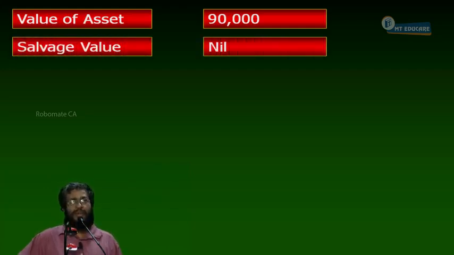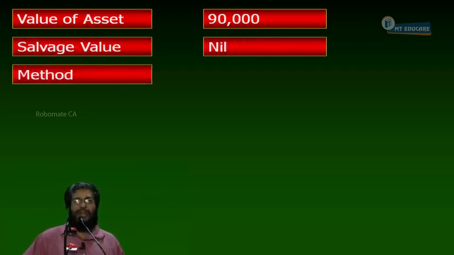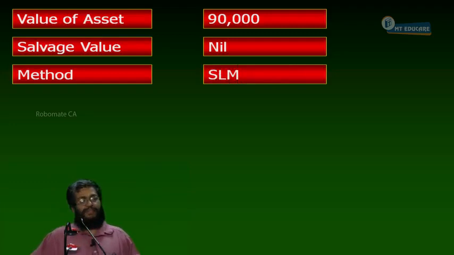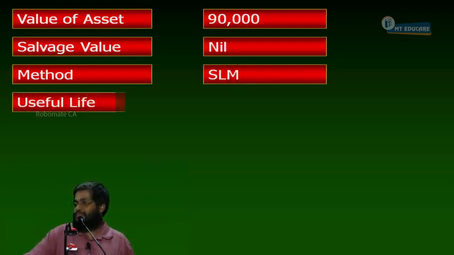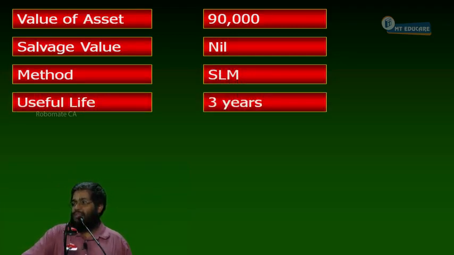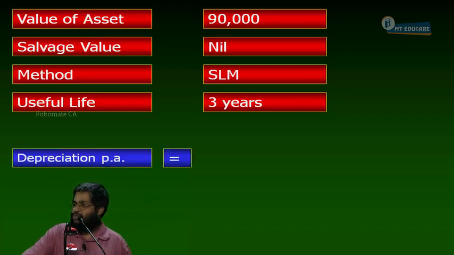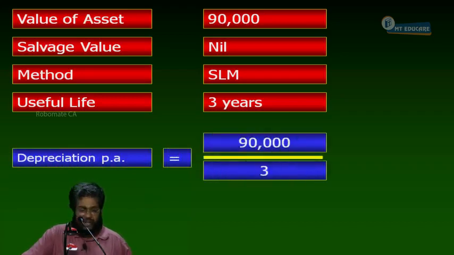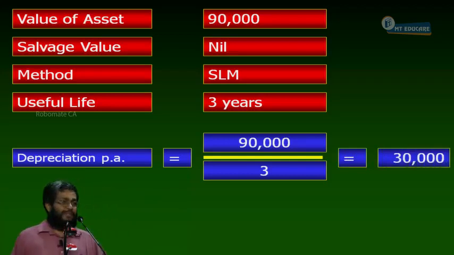Value of asset. What is the asset value? 90,000. Can you look at the question and tell me, is there any residual value or salvage value? No. Salvage value, nil. Method I want to use is SLM. Useful life, how many years? 3 years. Depreciation is equal to 90,000 divided by 3 is equal to how much rupees? 30,000.